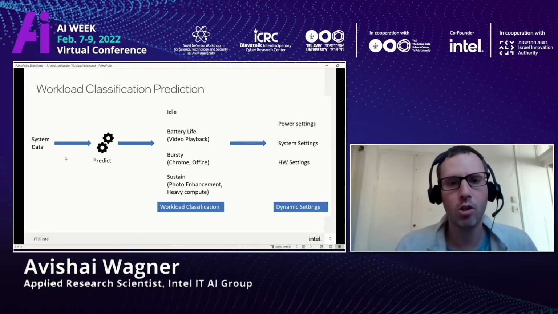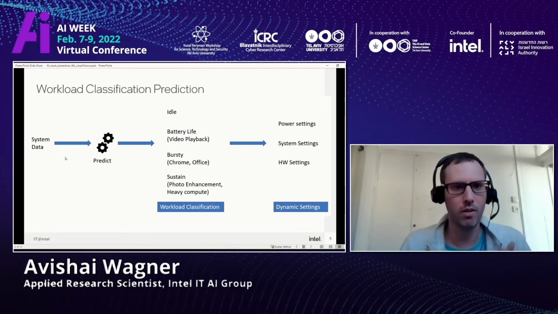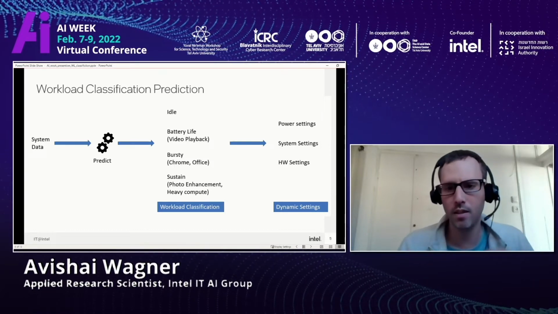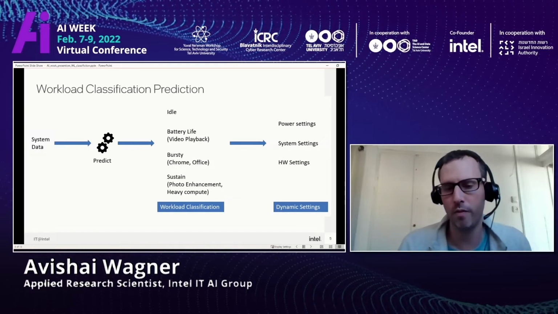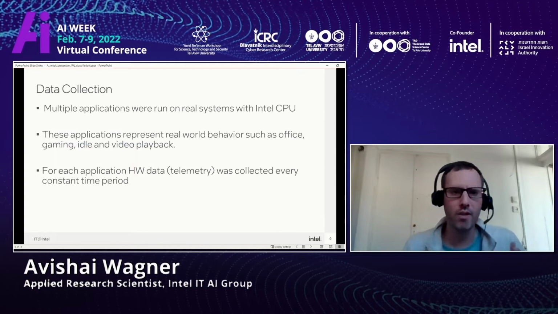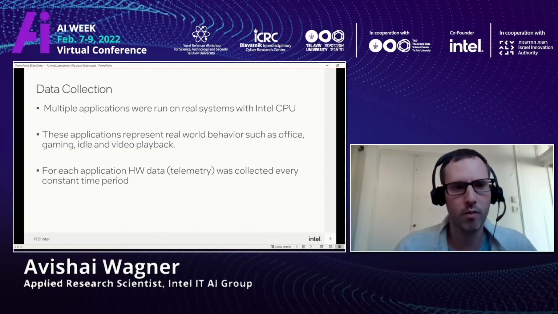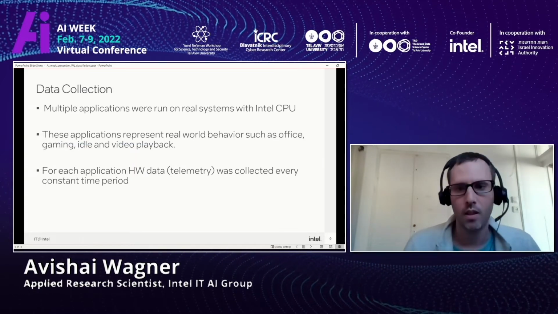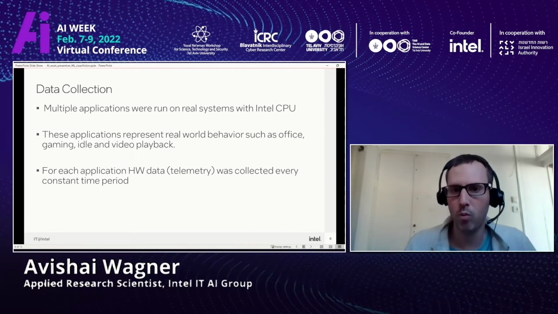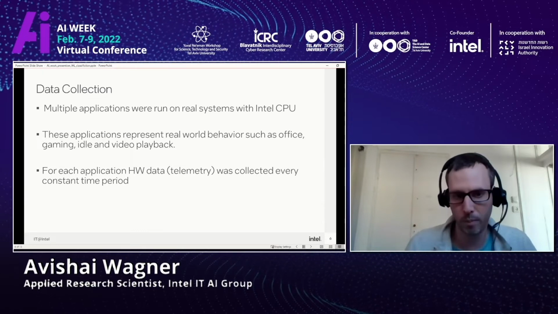Okay. Now that we understand the workload classification engine, let's go into the details of how we build the model. The first step, and the most obvious one, is of course data collection. So what data would we use? Multiple applications will run on real systems with Intel CPUs.